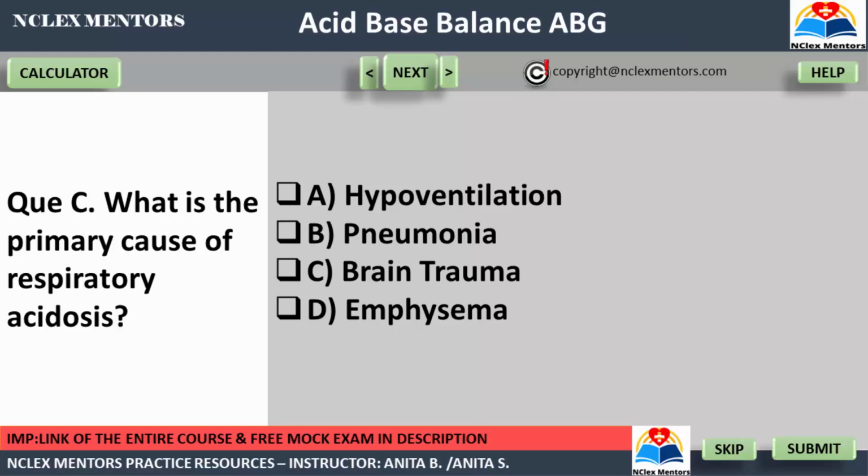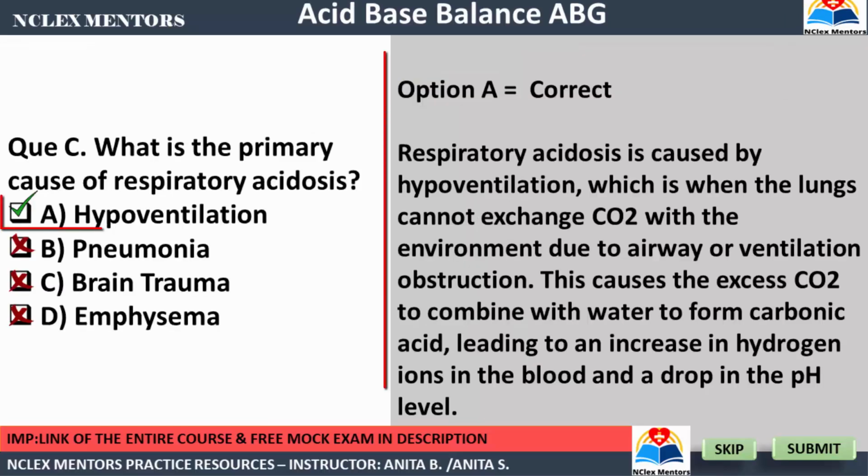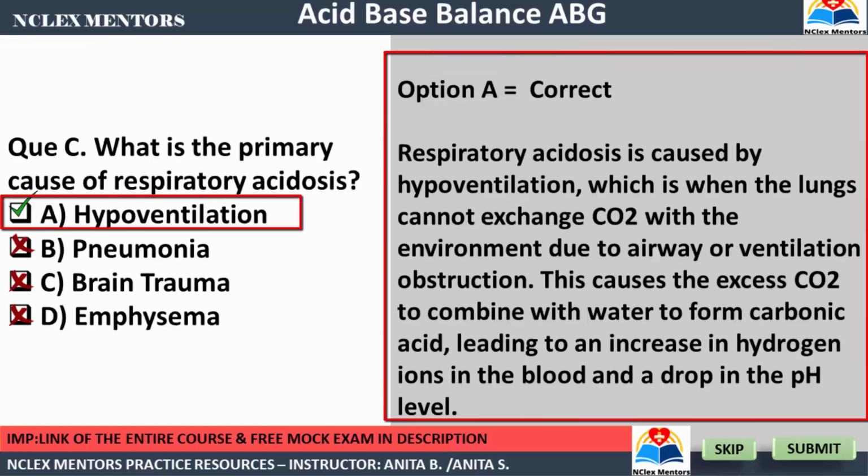All right, time's up. Let me reveal the right answer to you. The right answer is option A, hypoventilation. Respiratory acidosis is caused by hypoventilation, which is when the lungs cannot exchange carbon dioxide with the environment due to airway or ventilation obstruction. This causes the excess carbon dioxide to combine with water to form carbonic acid, leading to an increase in hydrogen ions in the blood and a drop in the pH level.